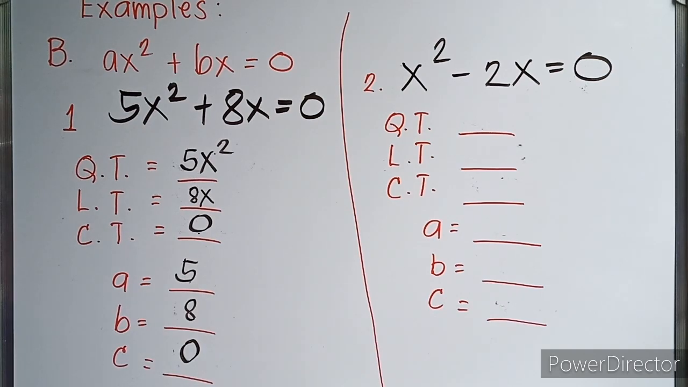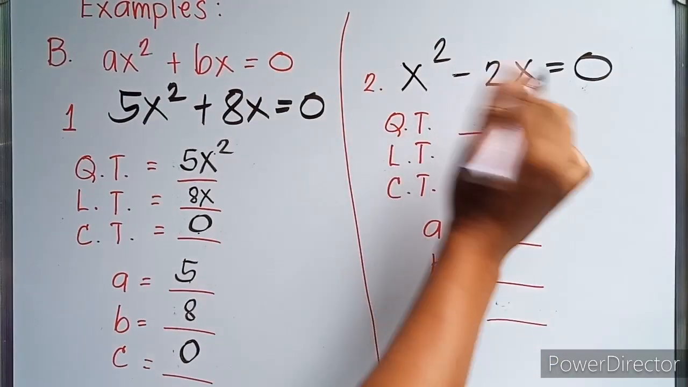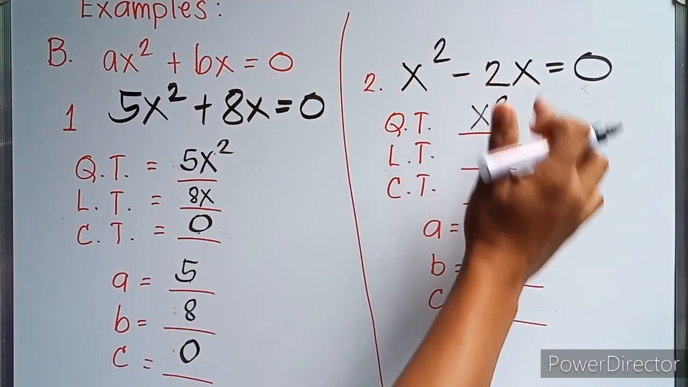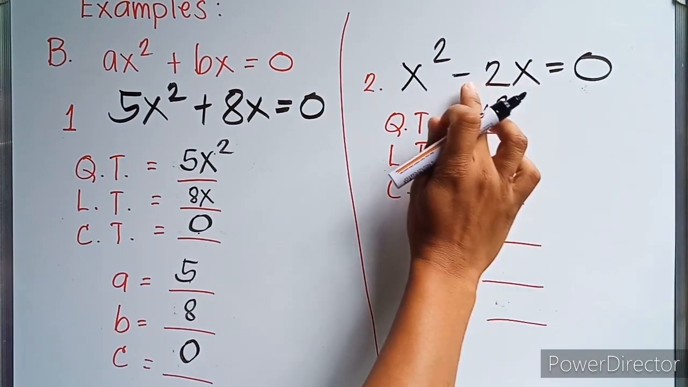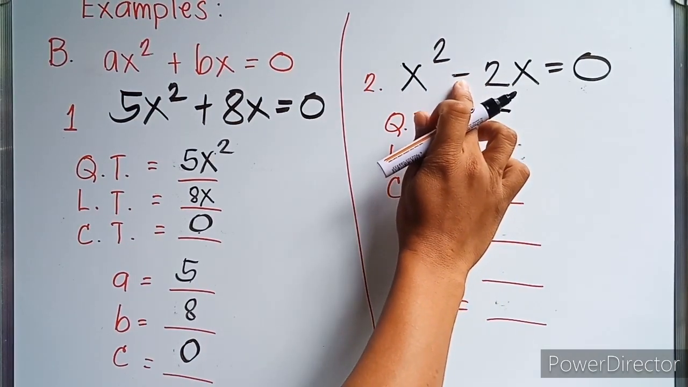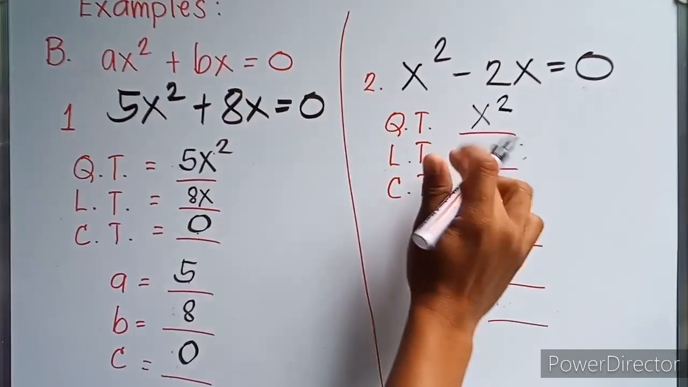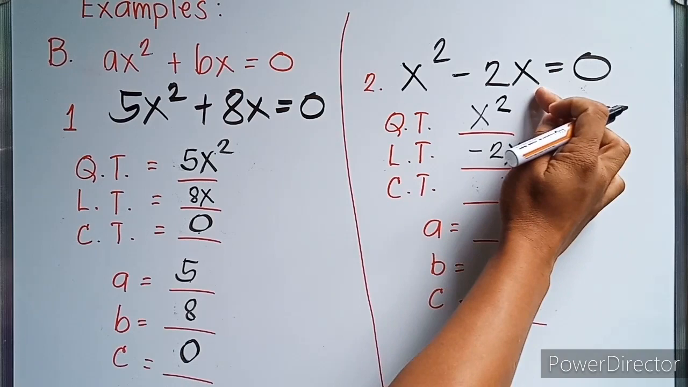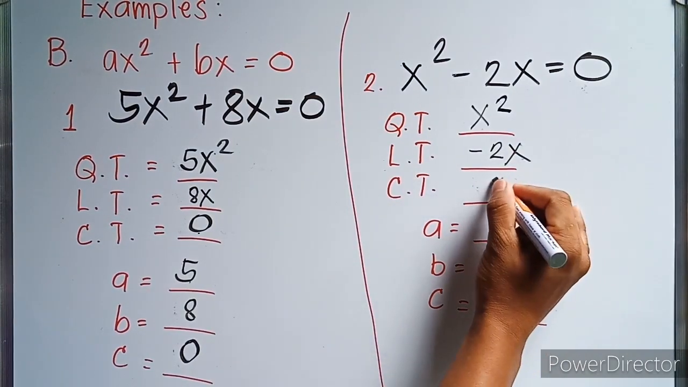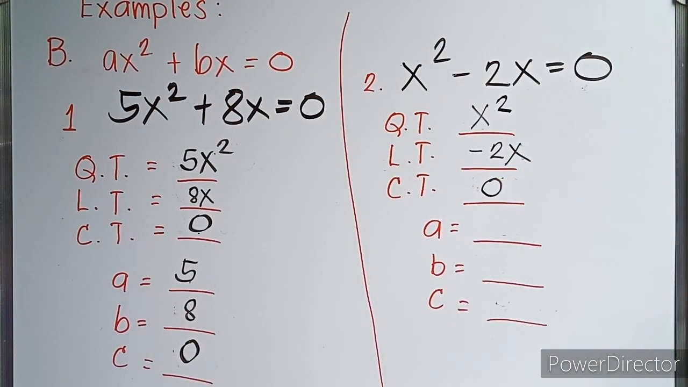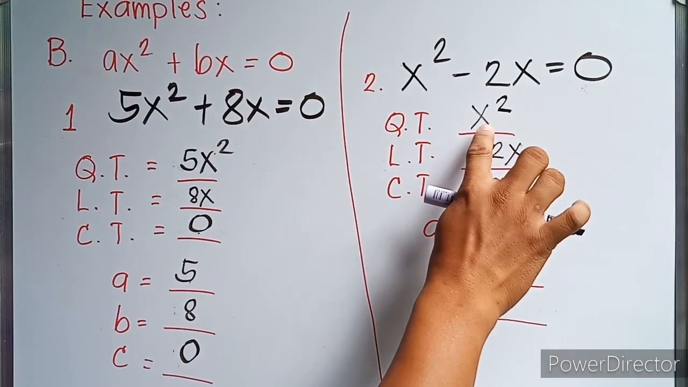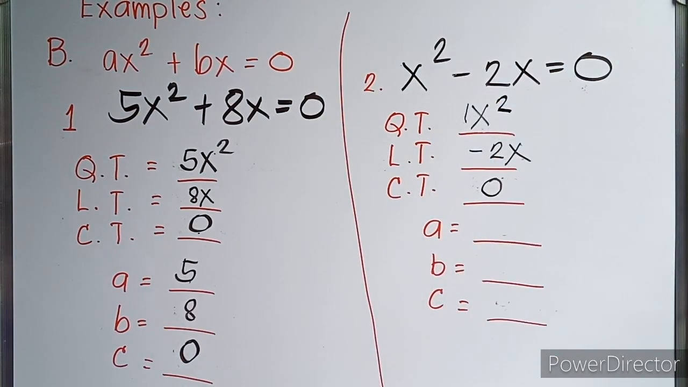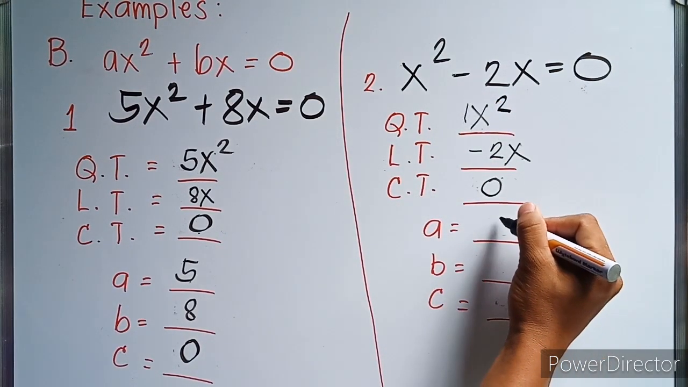For number 2, our quadratic term will be x squared. Our linear term will be, instead of 2x, we have to get the sign in front of the term, which is negative. So that will become negative 2x. And as you can see, we don't have the constant term, so the constant term will be 0. Now, for our coefficient, if it is only an x squared, our multiplier here is 1. So the value of a is 1.